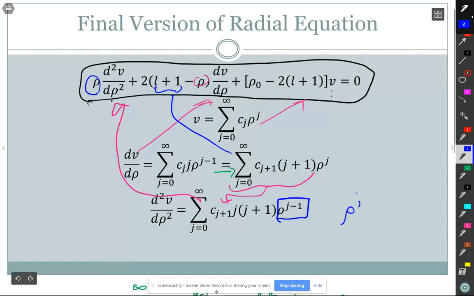Then the ones that I have here with blue, rho to the j, there's no rho there, so it stays rho to the j. Then this pink one here, rho to the j minus 1 times rho will give me rho to the j. And for this last one, because there's no rho out here, I have the form that I started with, rho to the j. So everything is going to be the same order of rho.